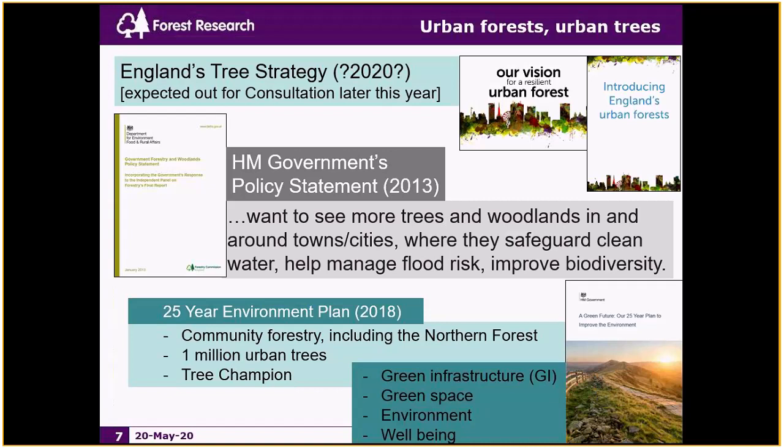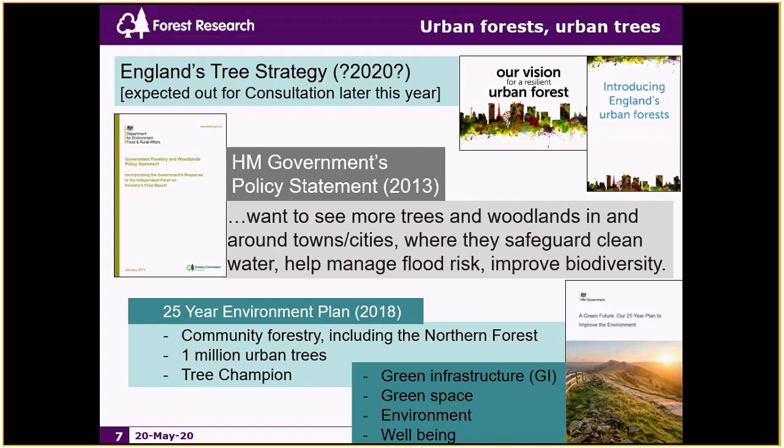And more recently, in 2018, the 25-year environment plan introduced things such as a 1 million urban tree commitment and brought the Tree Champion to us. The document is very much focused on green infrastructure, the environment, providing for biodiversity and access to that. But the references to urban trees and the benefits they provide, again, are more shortly presented.